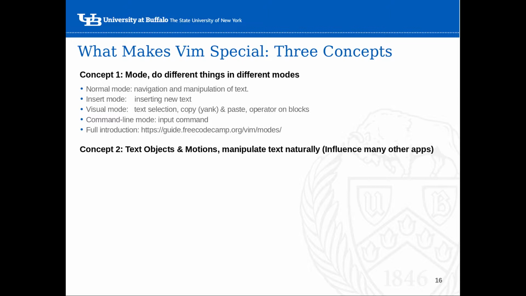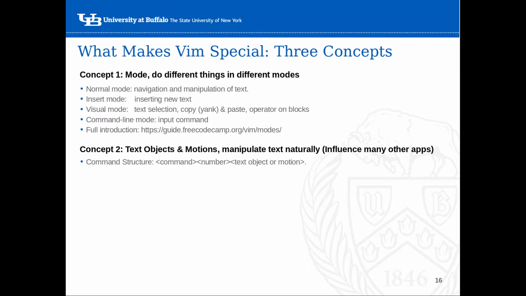And the second concept is called text objects and motions. And this concept is not restricted to Vim, because it really influences many other applications. That's the reason Vim is important: if you know how to use Vim, you know how to use a lot of those applications, because it's very natural. The key shortcuts in Vim are different from when you're using a normal terminal, because they have very advanced concepts, at least for their time.